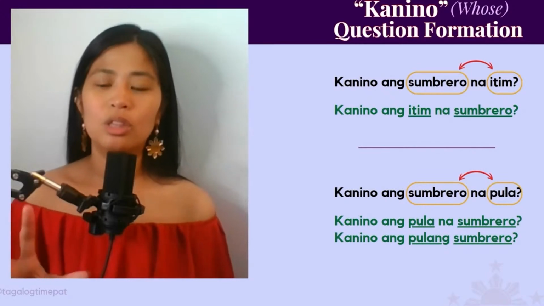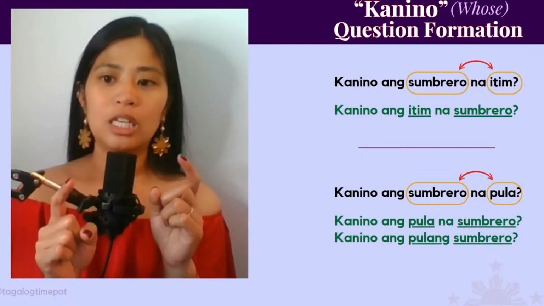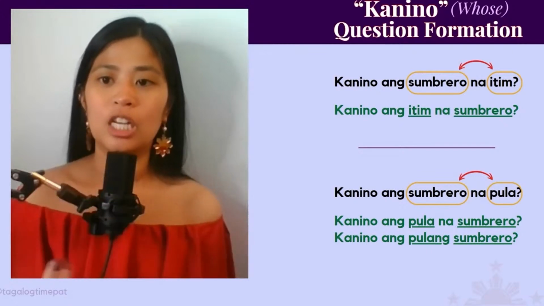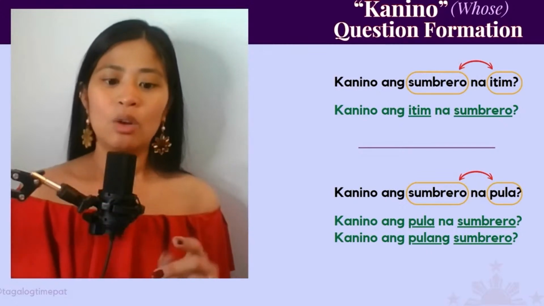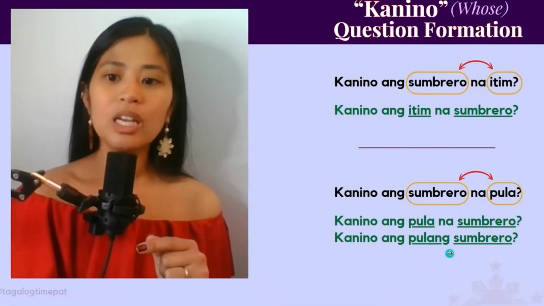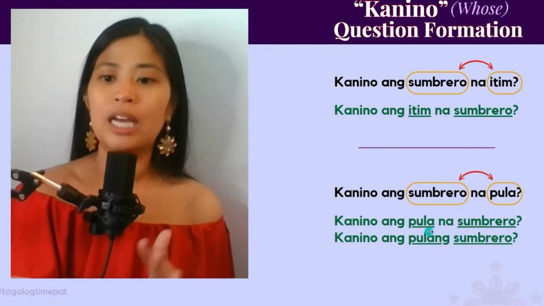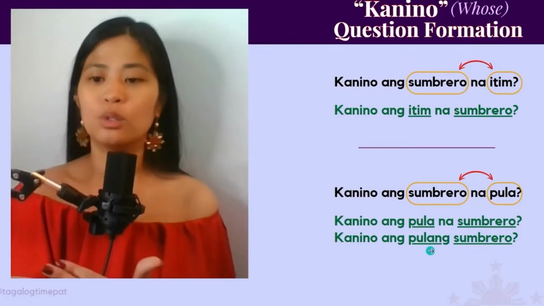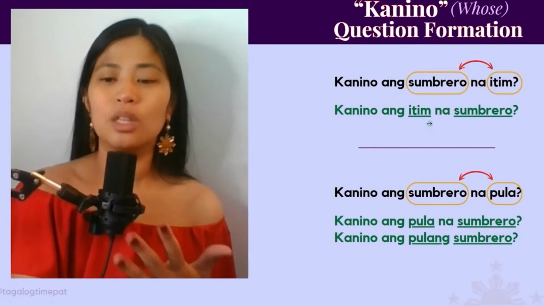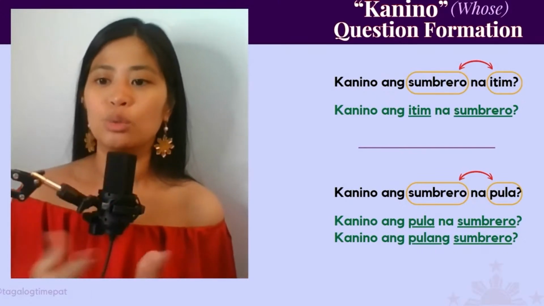Okay, so those are the two things I want you to get out of this slide. First, you can switch the adjective and the noun. So you can switch them in the question and it will still make sense. Second, when your adjective ends with a vowel like pula, then you can make the contraction. Add ng to the end. Instead of saying pula na sombrero, it's pulang sombrero. We can't do that with the word itim because it ends with a consonant. There's nothing to put together. It would still have to stay itim na sombrero.